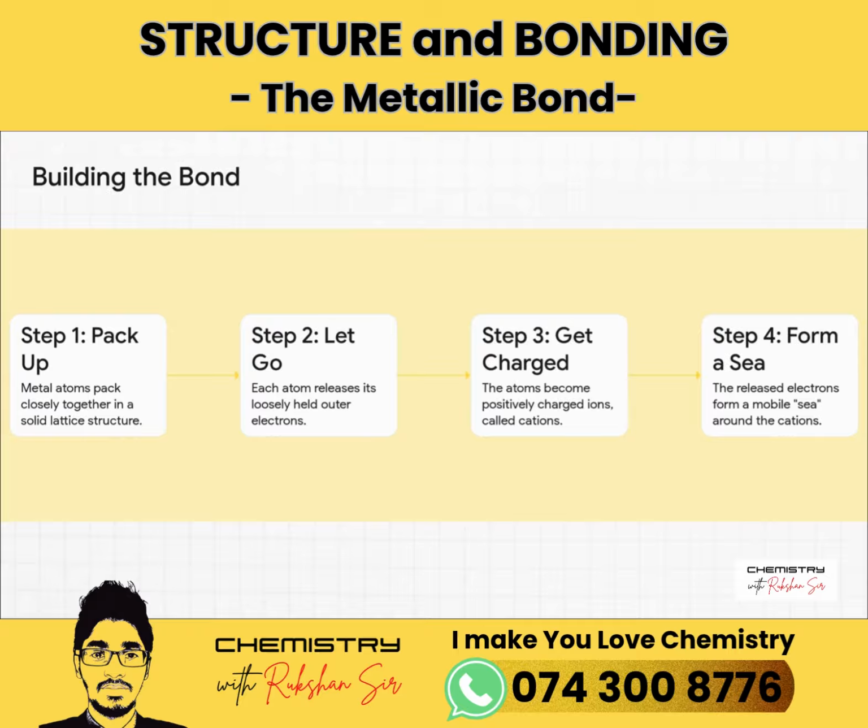So picture a whole crowd of these metal atoms, all packed in super close together in a nice, neat lattice. As they get close, they all do the exact same thing. They just let go of their outer electrons. Now think about it for a sec. What happens when a neutral atom loses a negative electron? It becomes a positively charged ion, right? We call these positive ions cations. And what about all those electrons they released? They don't just vanish, nope.